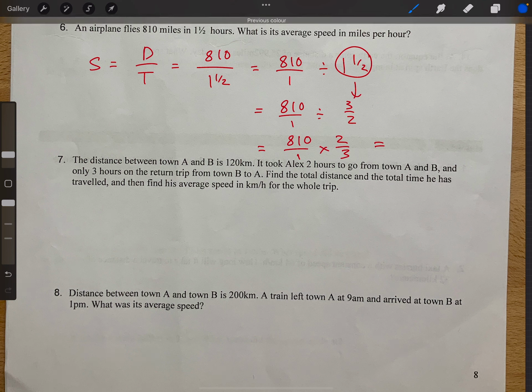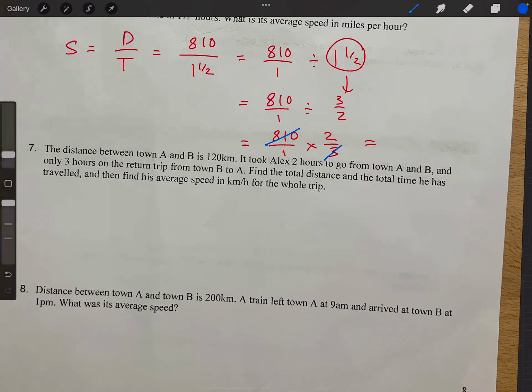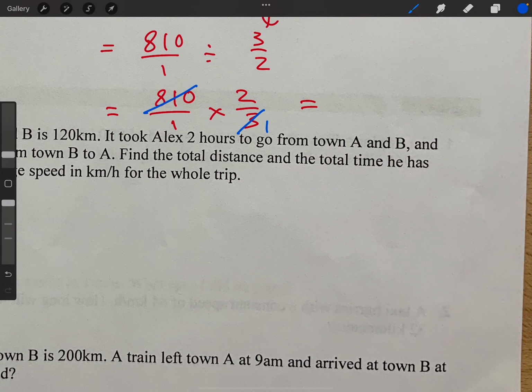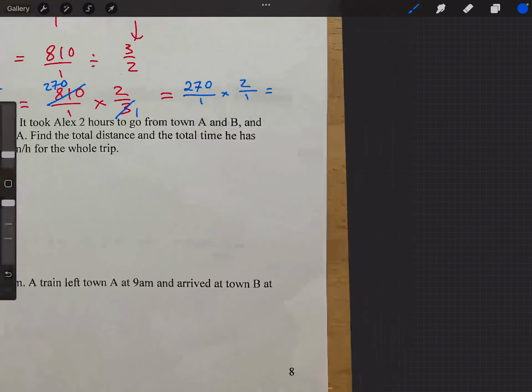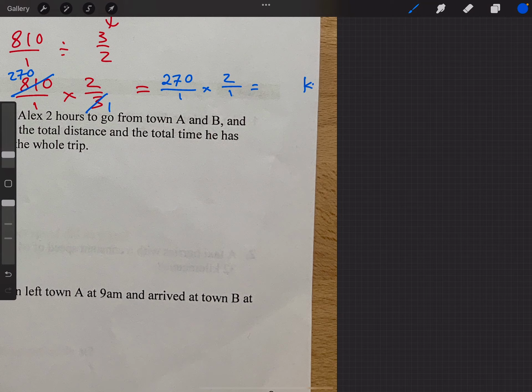You can probably cross out the 3 here and divide it, see what you get. This will be 1, and that one 810, let me see, 810 divided by 3, you get 2, 6, 21, bring the 1, so this is 7, so 270. Alright, so that means this is 270 over 1 times 2 over 1. Work out the answer, and that will be your speed in kilometers an hour.